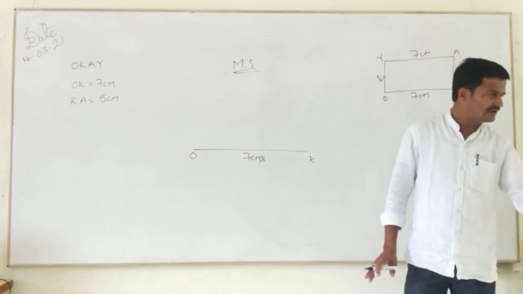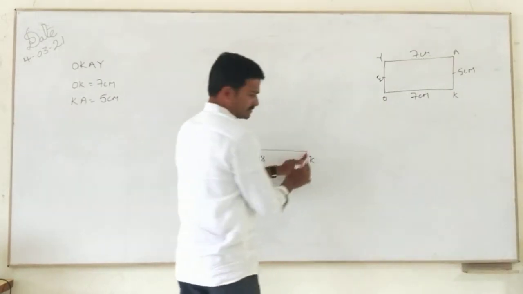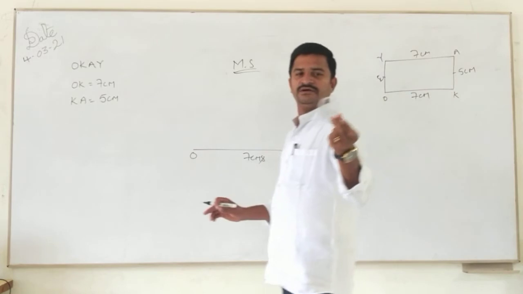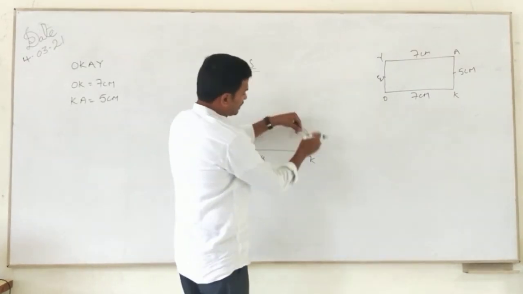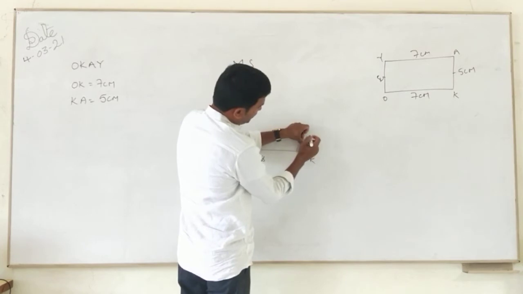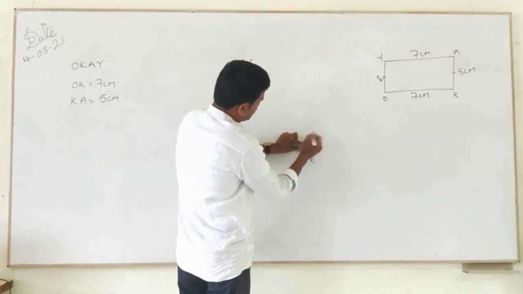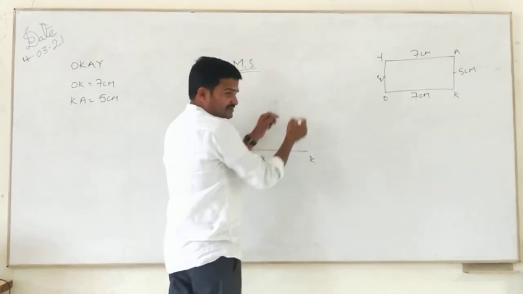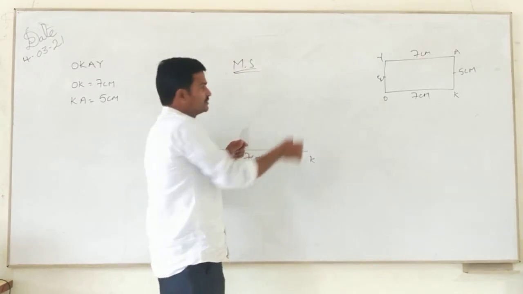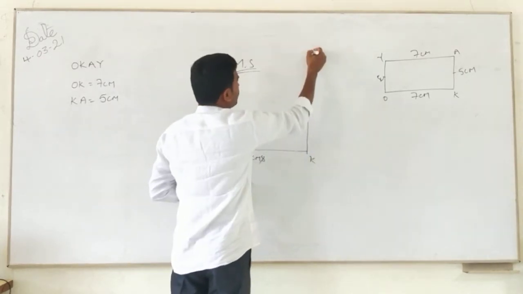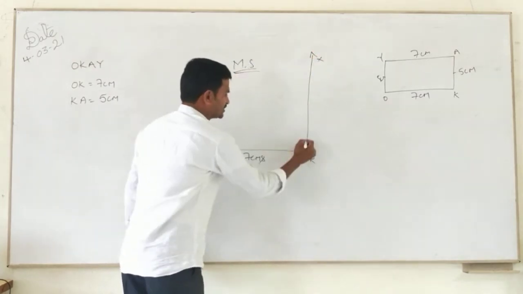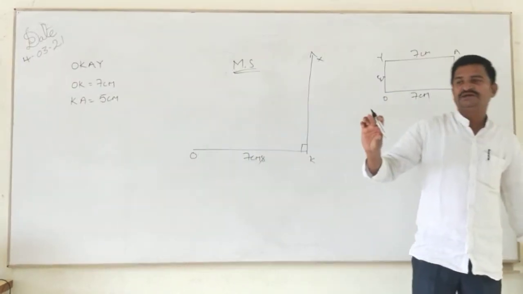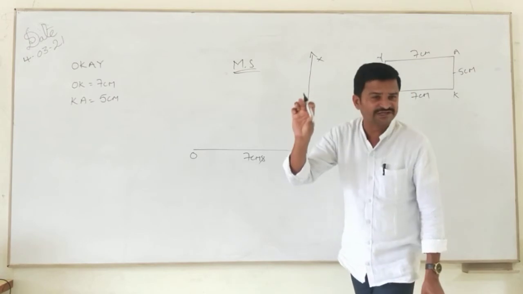Do you know how to draw an angular ray? Yes, sir. Keep your protractor here, like this, and mark the point 90. Are you clear? This is 90. Now draw a ray using a scale, don't draw with your free hand. Call it KX. How much angle is it? 90 degrees.